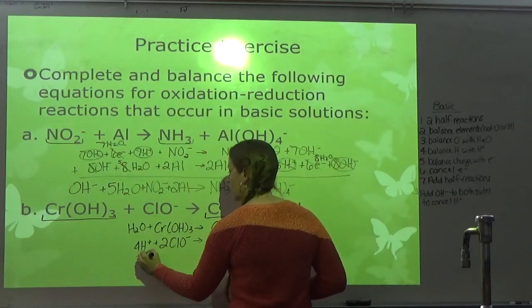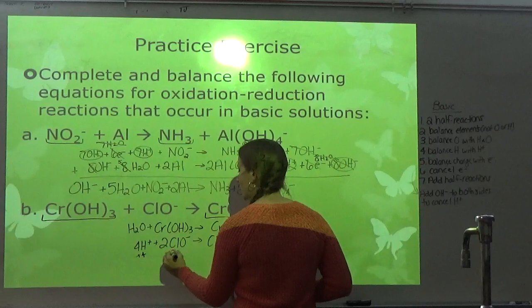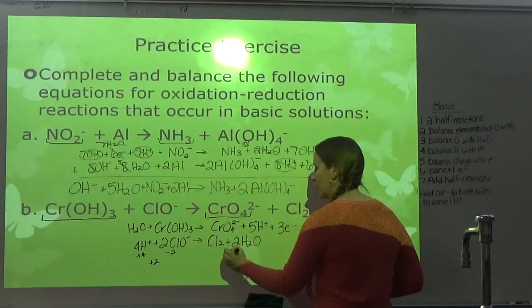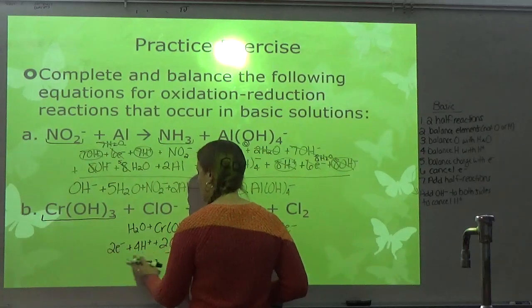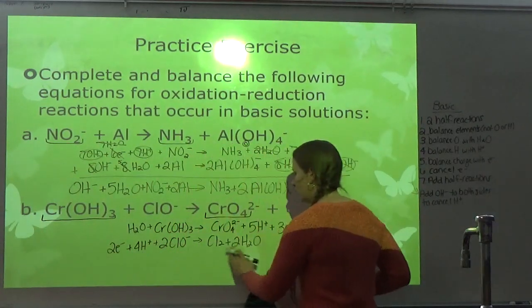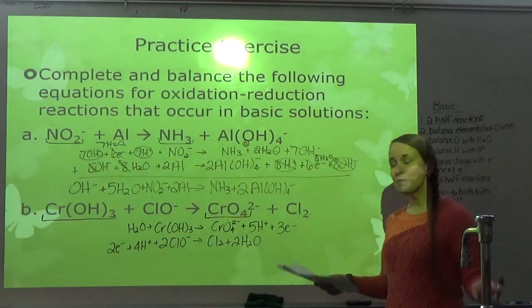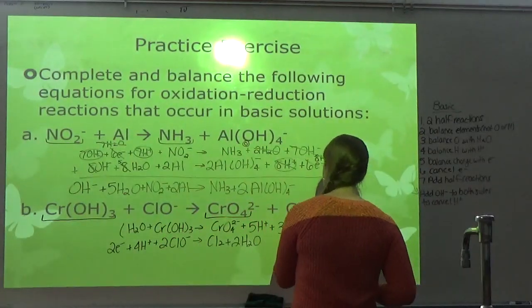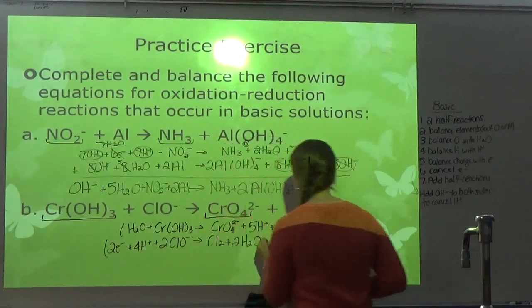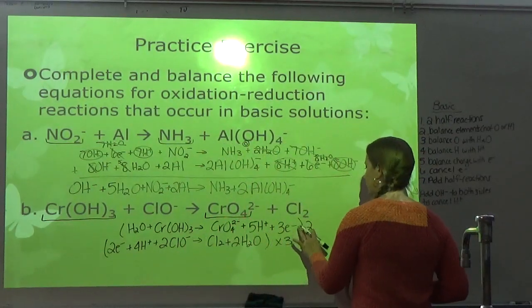Here I have 4 positives and 2 negatives for a total of positive 2. And here I have neutral. So what that means is I need 2 electrons on this side. So as with all balancing, when you have a 2 and a 3, you make them both 6. So I took this one and I multiplied it by 2. I took this one and multiplied it by 3.